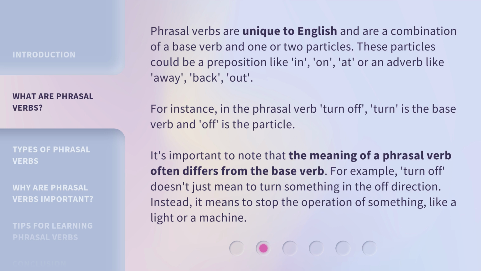It's important to note that the meaning of a phrasal verb often differs from the base verb. For example, "turn off" doesn't just mean to turn something in the off direction. Instead, it means to stop the operation of something, like a light or a machine.